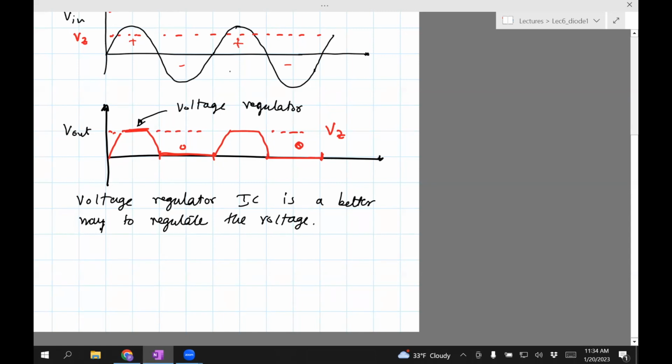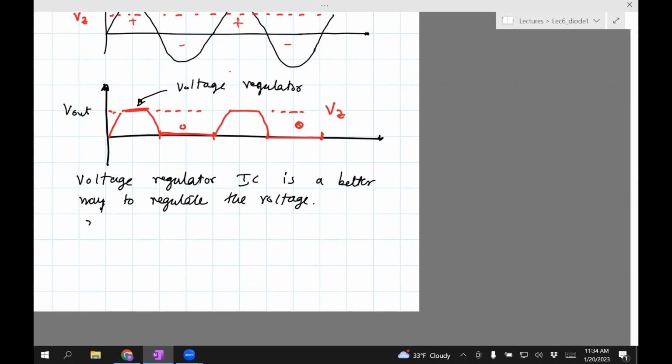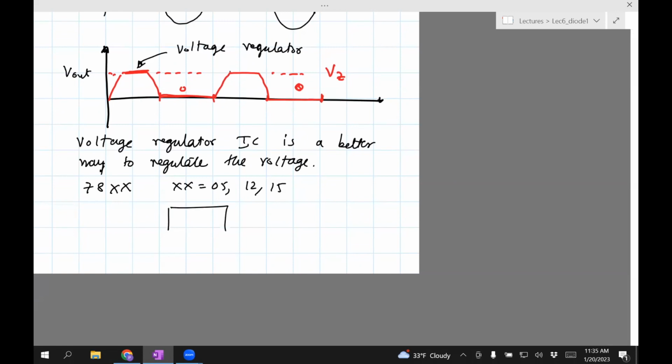One example of the IC goes by the name 78XX, where XX could be 05, 12, 15, which means that it regulates voltage to 5 volts, 12 volts or 15 volts. So let me draw the IC here. Let's say LM7815. If you look at the spec sheet, it will say what the input voltages are. You can connect it to a voltage from 17.7 to 35 volts.